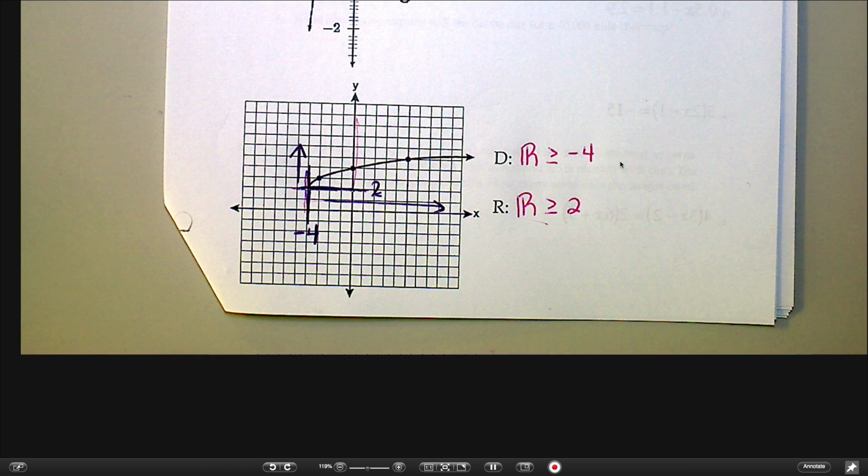Okay. So that's how you handle it. Your answers are going to look different when you have an infinite graph because you're typically talking about either all real numbers or all real numbers greater than or less than a certain value, as opposed to the specific intervals that you had before. Okay?